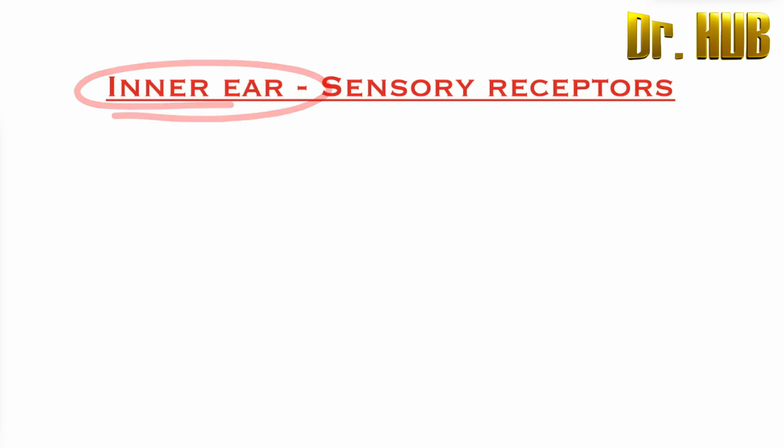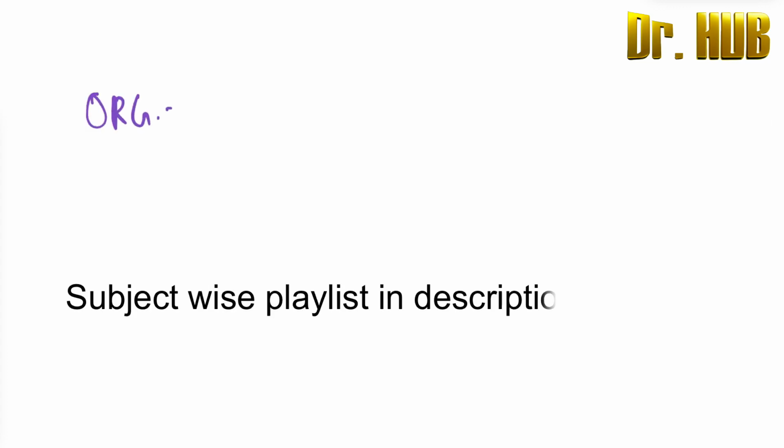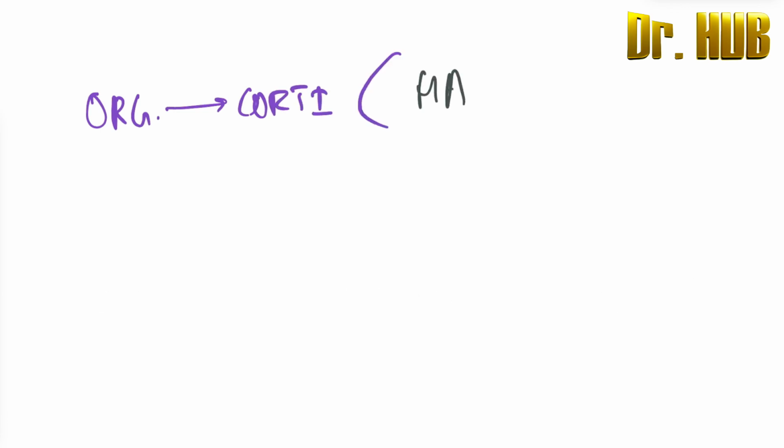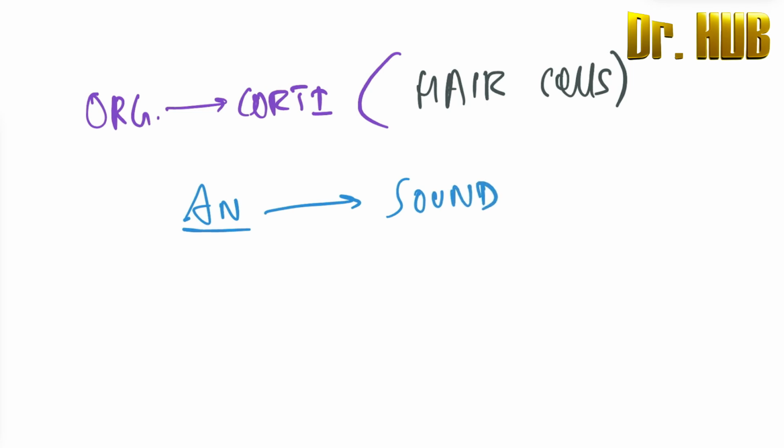In the ear, you're looking at the sensory receptors. The first end organ we are seeing is the organ of Corti. In the organ of Corti, the receptor will be the hair cells. And what is the action? The action will be sound conduction.